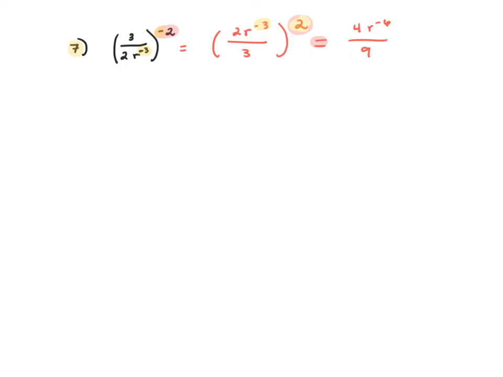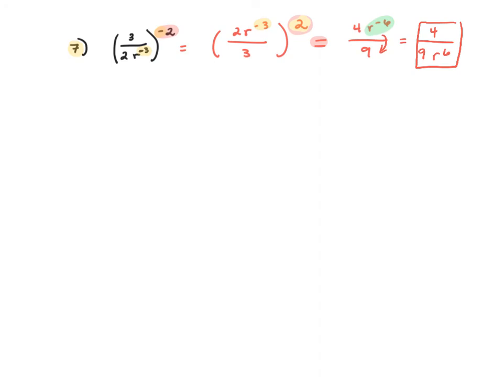Now, the last thing I have to do, because I can't leave this r to the negative 6, I can't leave a negative exponent, is just that r is going to move down because it's raised to a negative. Be sure to keep that 4 there. And that's my final answer. 4 over 9 times r to the positive 6. So again, make sure you have all positive exponents in your answer.